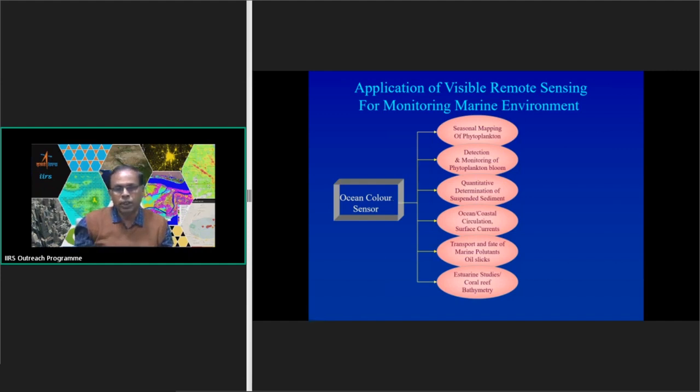However, the ocean color applications depend on the resolution of the sensor. That is, if it is high resolution data, then you can go for coral reef, bathymetric study and some coastal feature study. Otherwise, if it is low resolution data of 1 kilometer and so, all other studies can be carried out.